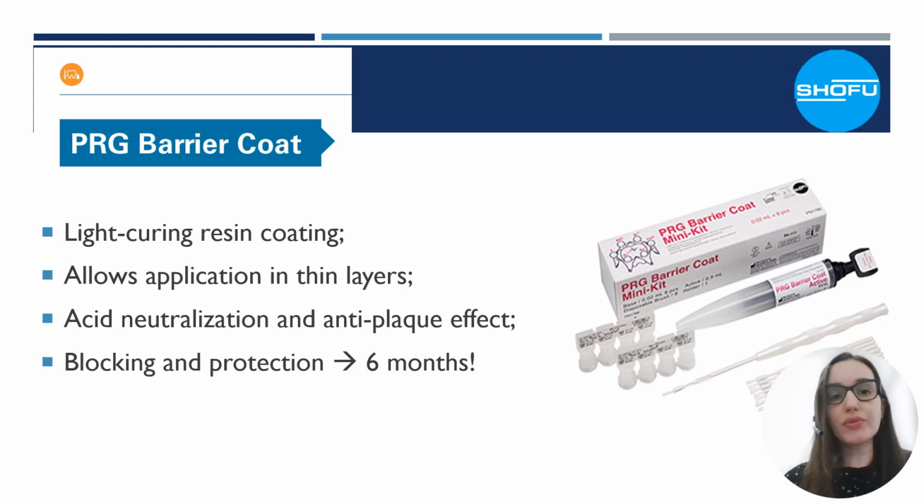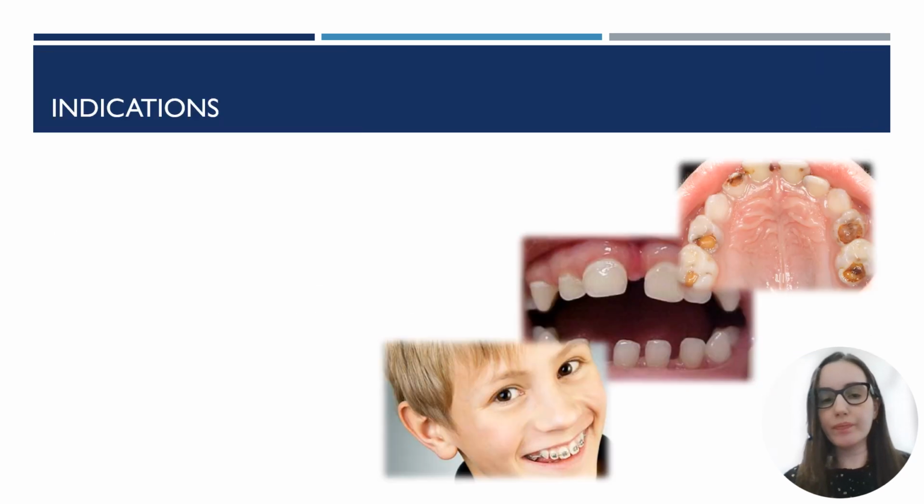Another important material which contains S-PRG fillers is the PRG Barrier Coat, which is a light curing resin coat and allows application in thin layers, so it will work in acid neutralization, having anti-plaque effect. And it's important to highlight that the blocking protection of this material works for 6 months. So every 6 months we need to apply again this material.